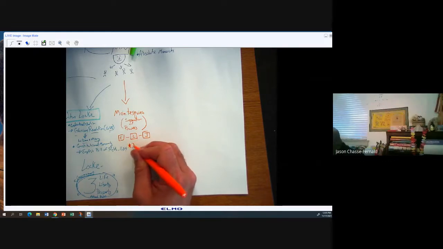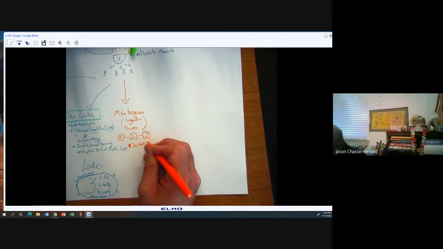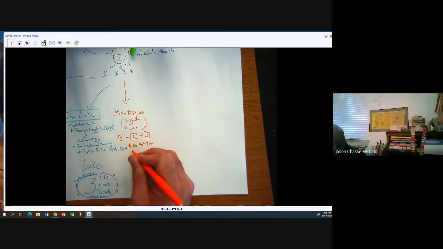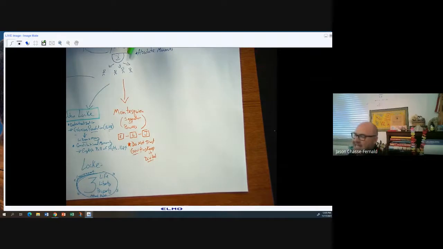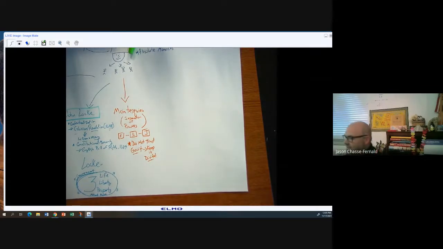do not trust government. Keep it divided. Keep it divided, keep it separated. There is a true danger when power is all in one place, so chop up that power as much as you can.